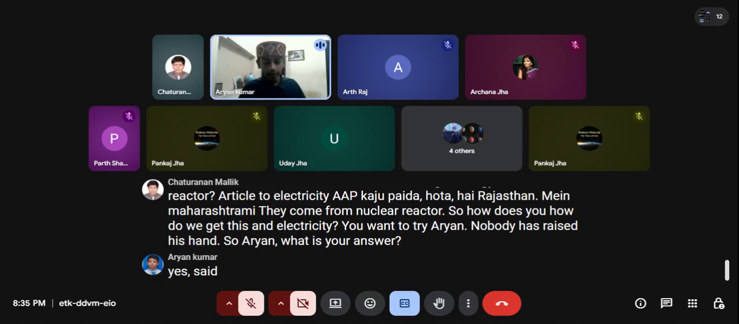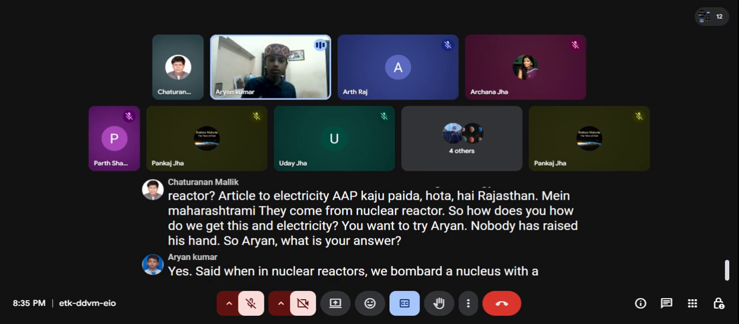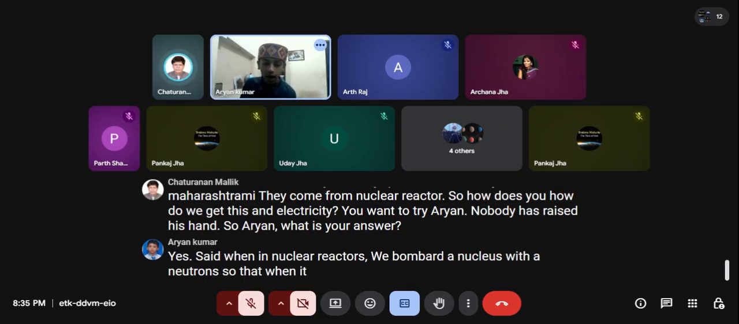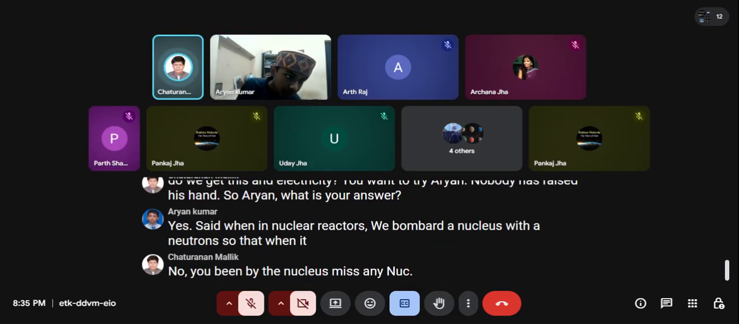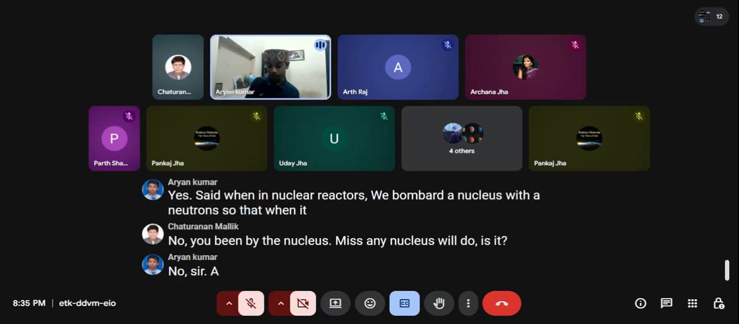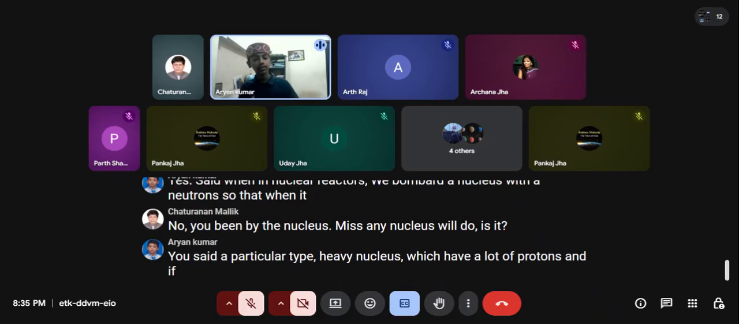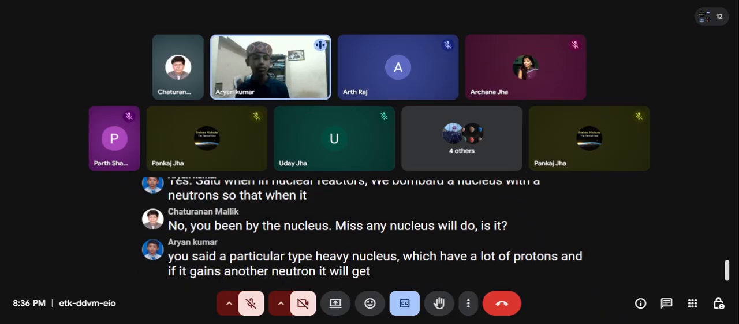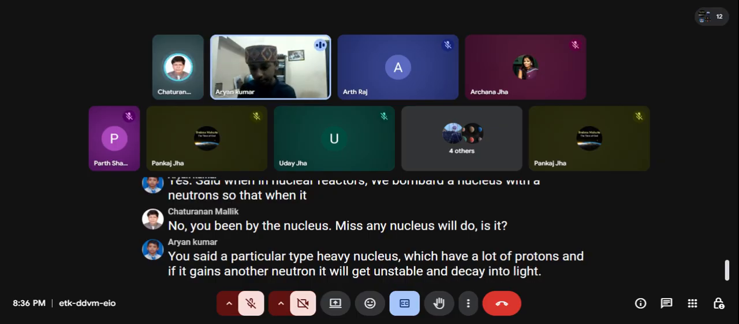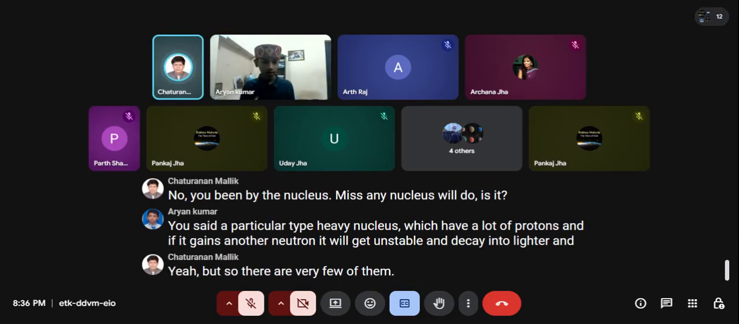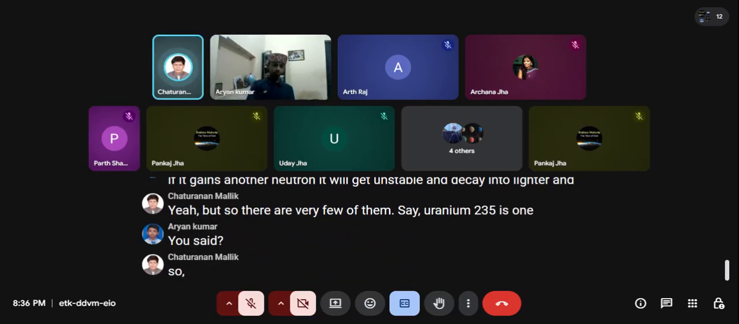Sir, in nuclear reactors, we bombard a nucleus with neutrons. Not any nucleus will do, sir, a particular type of heavy nucleus which has a lot of protons. If it gains another neutron it will get unstable and decay into two lighter elements. There are very few of them. Say uranium 235 is one, plutonium, and uranium 233 is one.